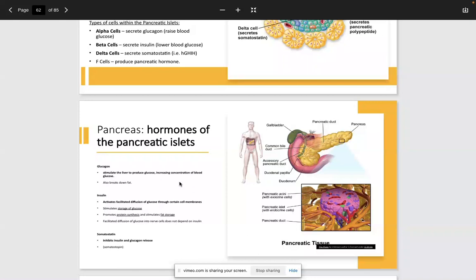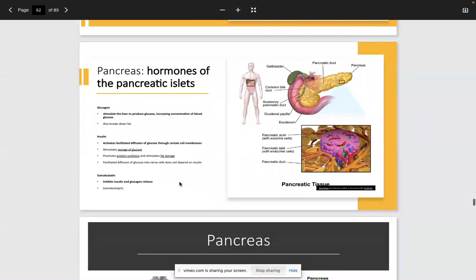This is another hormone secreted by the delta cells, somatostatin. Somatostatin is going to inhibit both insulin and glucagon release. Somatostatinomas, masses producing somatostatin, would inhibit both insulin and glucagon release.